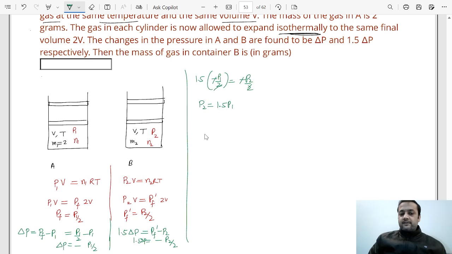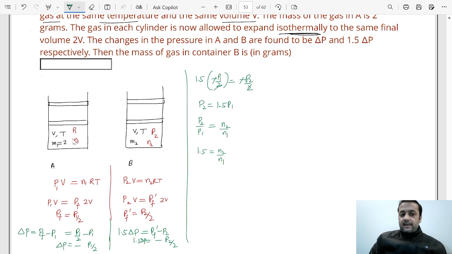P2 is equal to 1.5 P1, right? Now look, this question is over. So this was gas B, this was gas A. If I divide gas B by gas A, so P2 by P1 will be equal to N2 by N1, and P2 by P1 is 1.5. So that means N2 by N1 will also be 1.5.